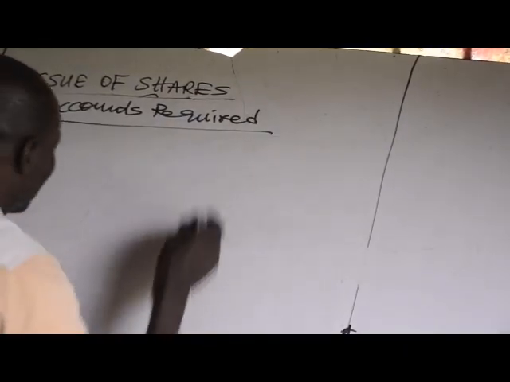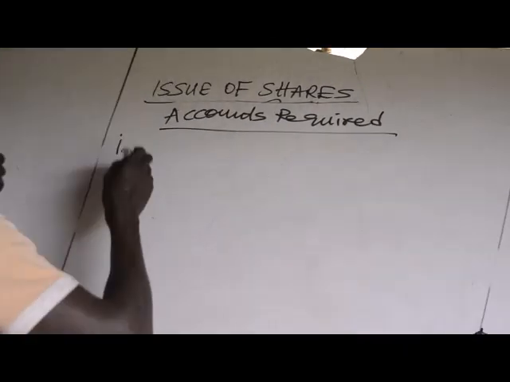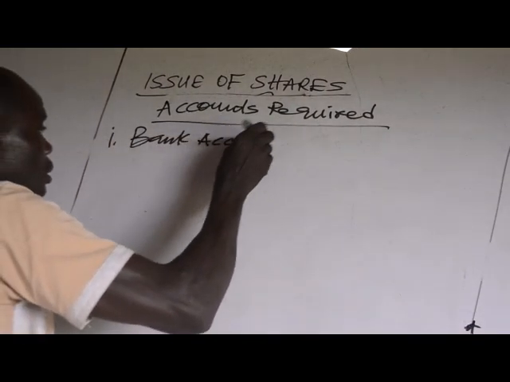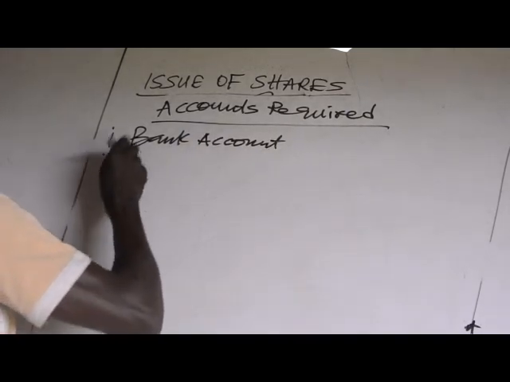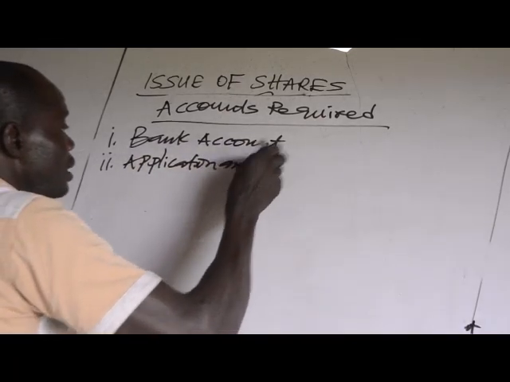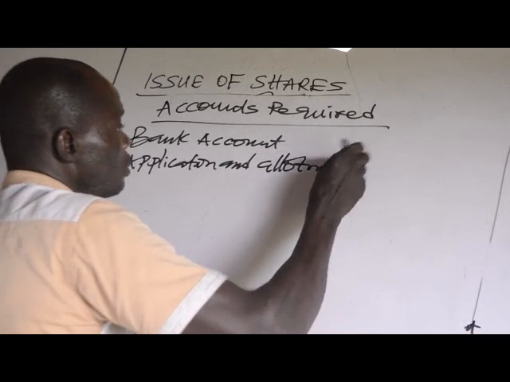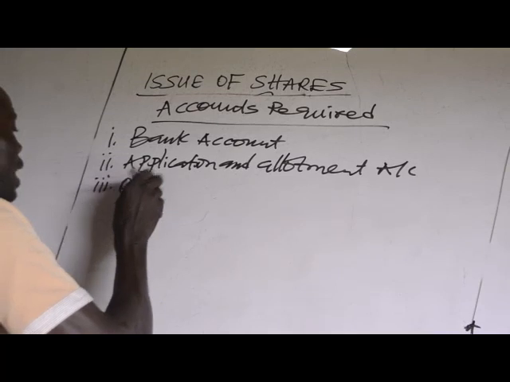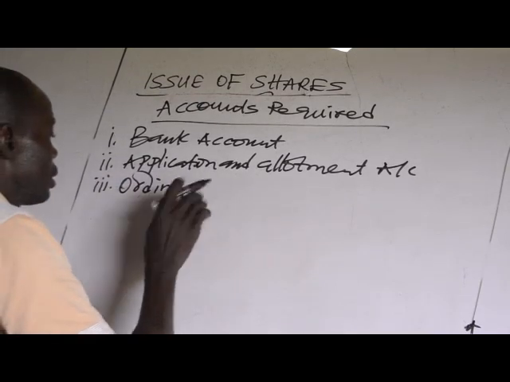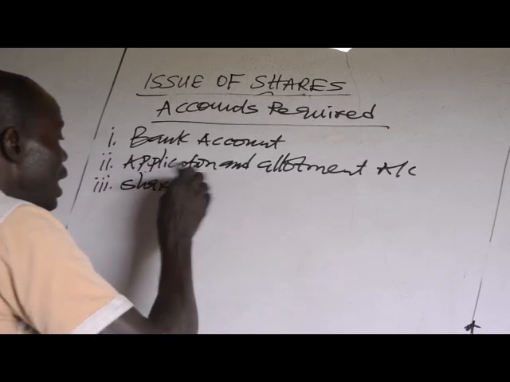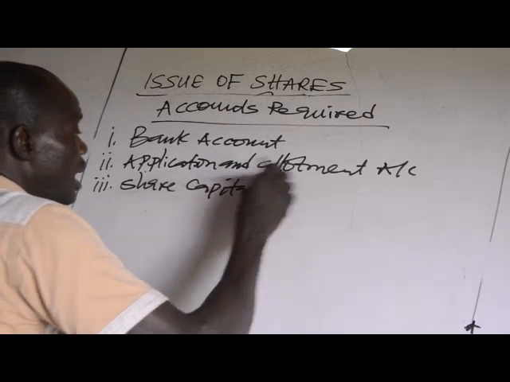Accounts required. These are the accounts you will need to open on issue of shares. Number 1, bank account. Number 2, application and allotment account. Number 3, ordinary share capital account or share capital account, depending on the type of issue.